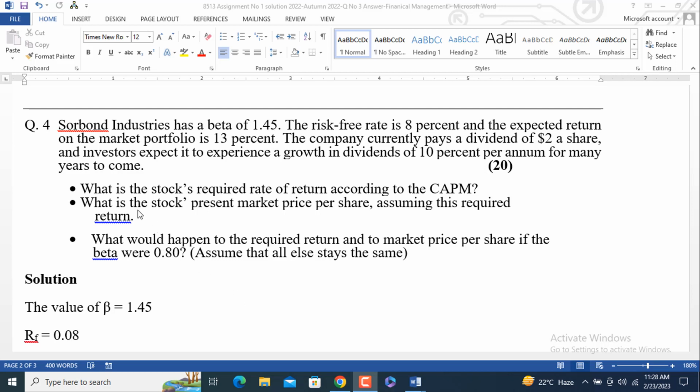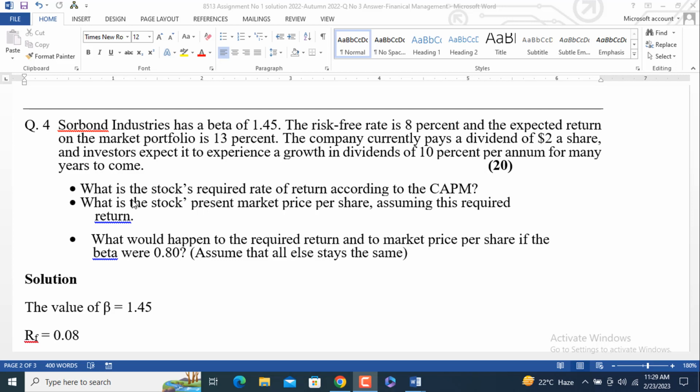Sorbond Industries has a beta of 1.45. The risk-free rate is 8% and the expected return on the market portfolio is 13%. The company currently pays a dividend of $2 a share and investors expect to experience a growth in dividend of 10% per annum for many years to come.